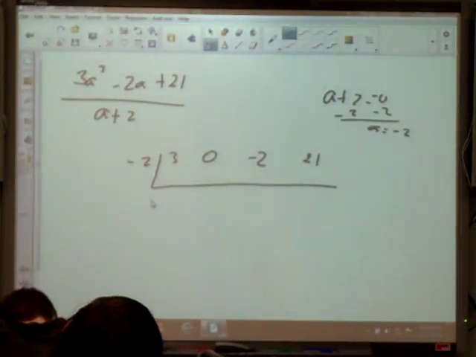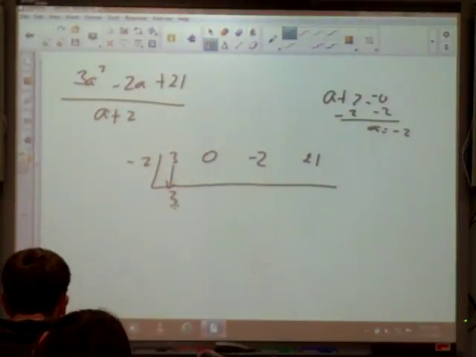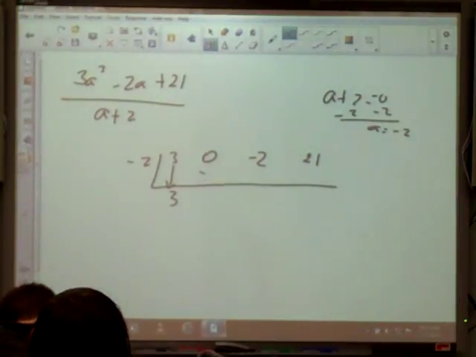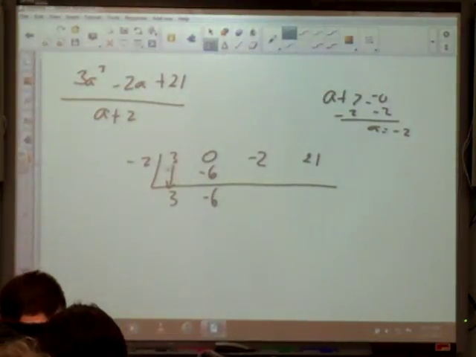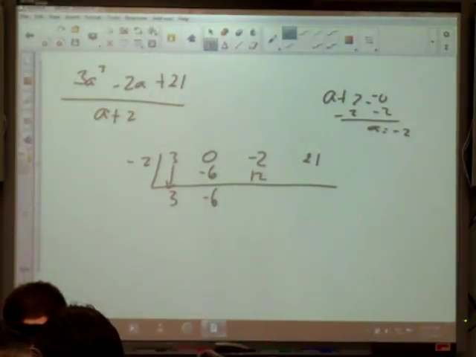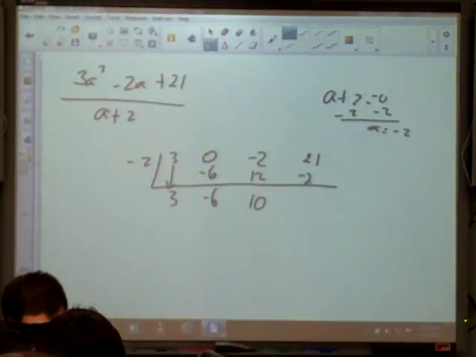Alright, how do we start the whole thing? Good, that first one comes all the way out. 3 times negative 2 goes to the next spot. And then add. Always said in Algebra 2, synthetic division is multiply, add, multiply, add. So here I'm ready to add, that's negative 6, and now multiply. And then add. And then multiply. And then add.